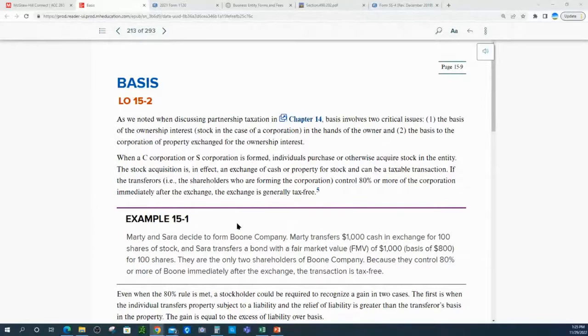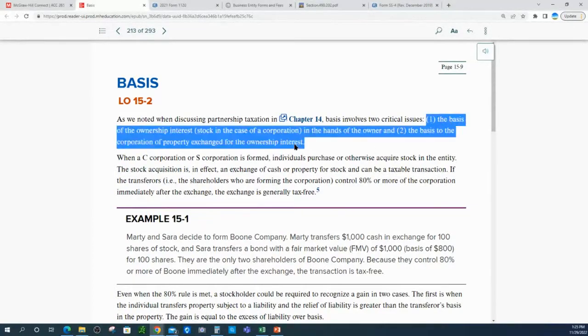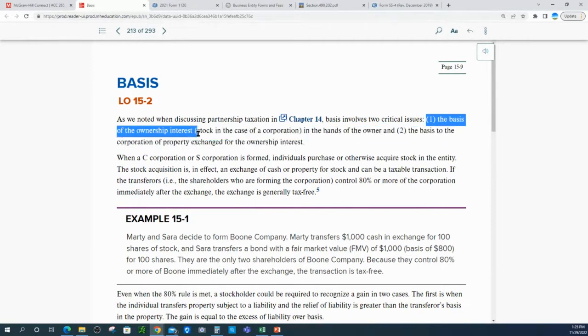So there is, however, we've got two bases, right? We've got the basis of the ownership interest. So in this case, it's stock. So the owner has basis, and we already did that stuff in chapter 7, right? When we were talking about gains and losses, we talked a lot about stock. That's what we're talking about here with C corporations: owners of C corporations own stock.